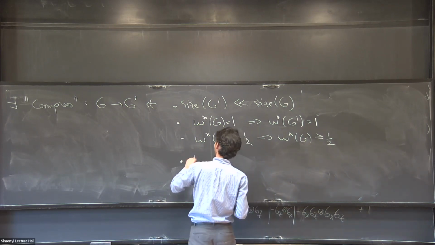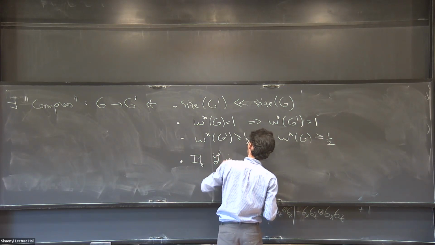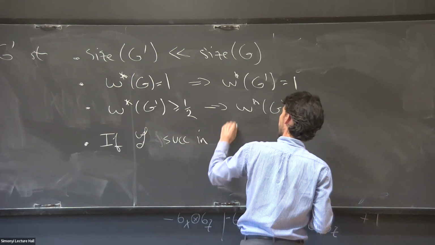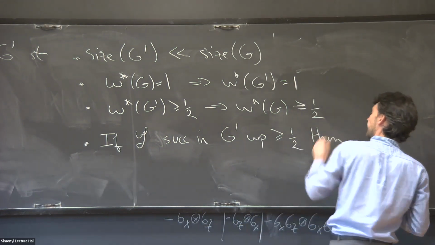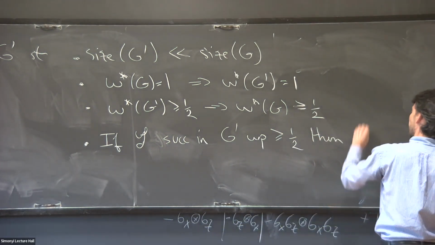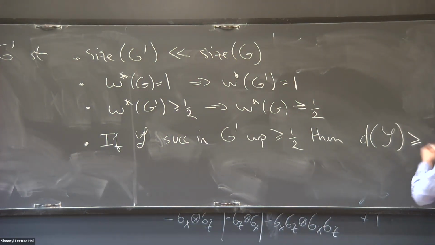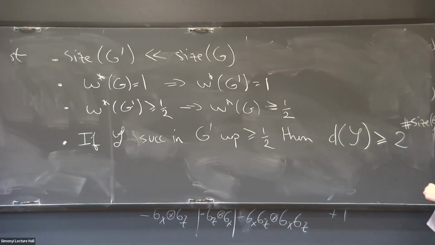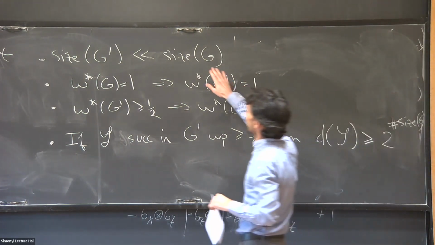I'll write it here. If the strategy S succeeds in G prime, in the smaller game, with probability bigger than half, then this strategy must have a high complexity. The dimension of this strategy S should be at least some number. It doesn't really matter what it is, but 2 to the size of G.